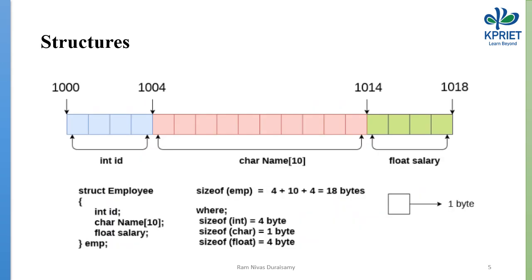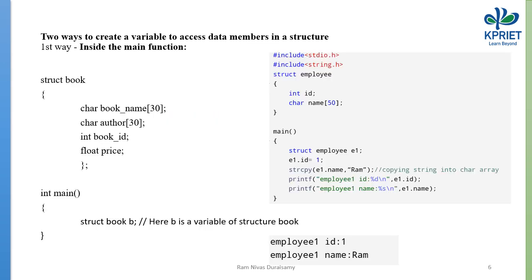So this is how the memory organization of a structure will look. Int id will take 4 bytes for storing the id of an employee, and char name of 10 will take 10 bytes to store the name of an employee, and float will take 4 bytes to store the salary of an employee. So totally 4 plus 10 plus 4, 18 bytes will be allocated for this structure employee.